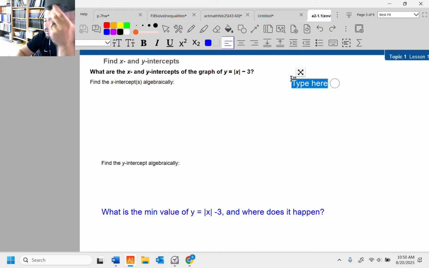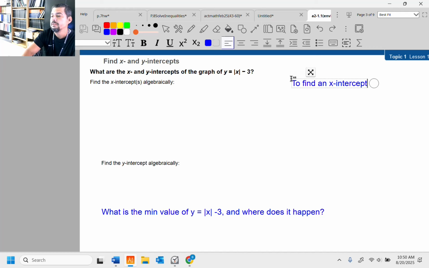All right, find the x and y intercepts. So if you don't remember how to find an x-intercept, this is for you. To find an x-intercept, which is also called a zero of a function, we let y equal 0, because anywhere on the y-axis, x is 0. To find a y-intercept, which we don't call anything other than a y-intercept, we let x equal 0.